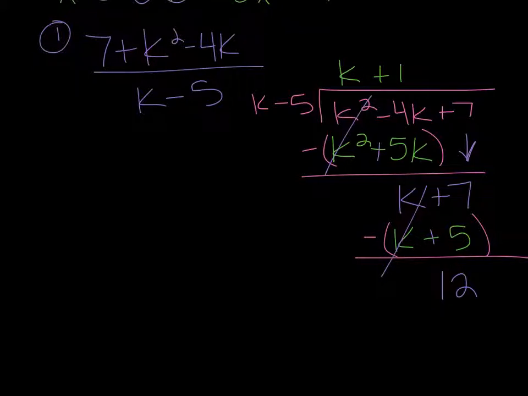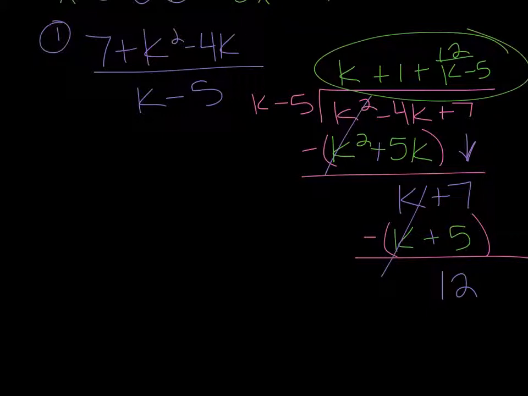Okay, well now I'm finished. I don't have anything else to bring down, so I'm ready to write my remainder. What would my remainder be on this one? Very good. 12 over k minus 5. All coming back to you? Yes. Okay. Questions on number 1? Okay, so really not any different from what we did yesterday. Just got to rearrange it. The dividing is the same.